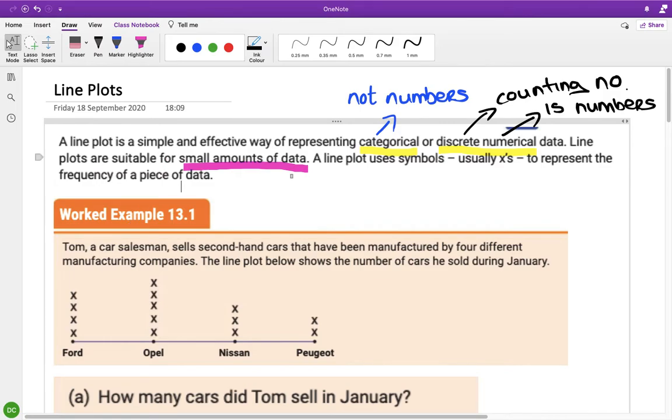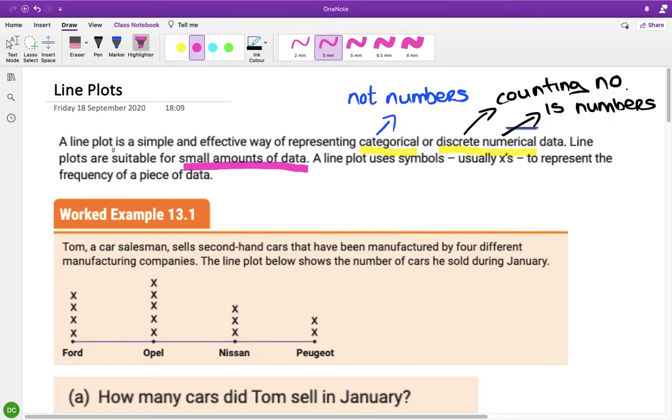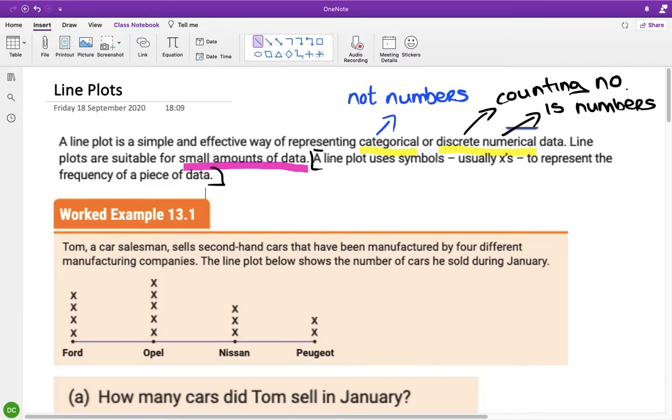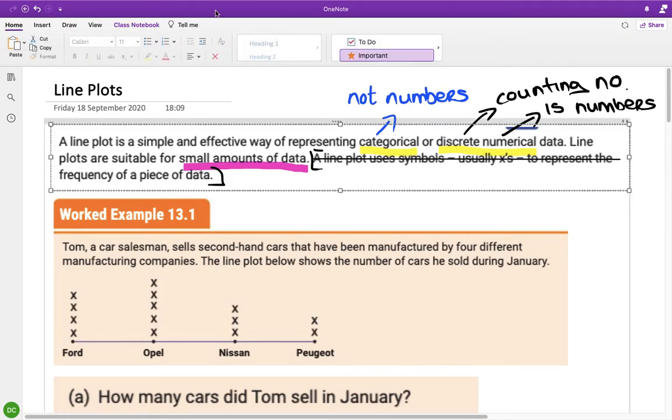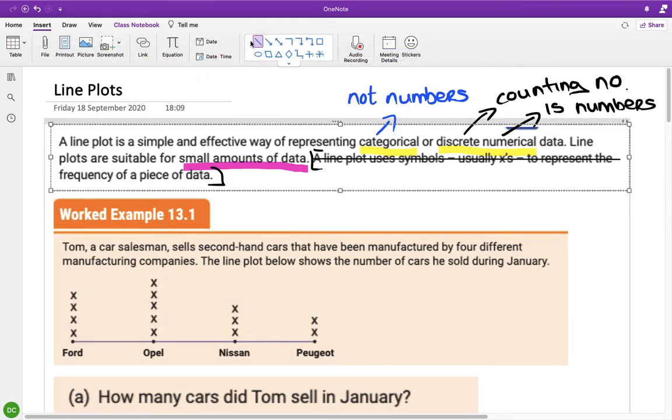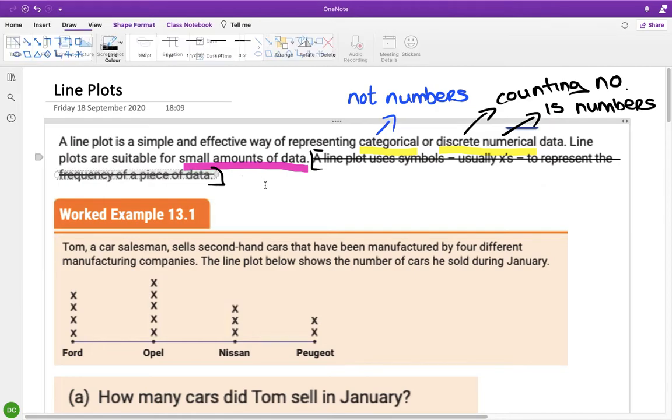Okay, a line plot uses symbols, usually X's, to represent the frequency of a piece of data. So it sort of looks like a bar chart, except the bars are made up of little X's, and each X represents a different point of data. Okay, so you need to take down the first two sentences there. Don't worry about the last sentence, you don't need to take that down. I just crossed that out. You can see that from the actual thing below.